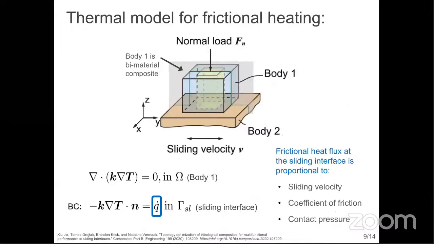So next, we add a thermal 3D model for frictional heating. We apply the standard heat equation with no volumetric generation and make it steady in omega, the body one, the composite. At the sliding interface, we apply a surface frictional heat flux boundary condition that's entering the composite body one, and we use that to solve for a 3D temperature distribution. Note, the frictional heat flux at the sliding interface is a function of the sliding velocity, the coefficient of friction, and the contact pressure. So in essence, this problem is design dependent for that reason.